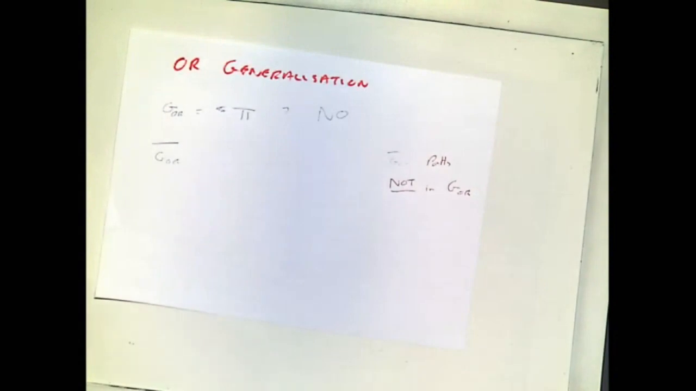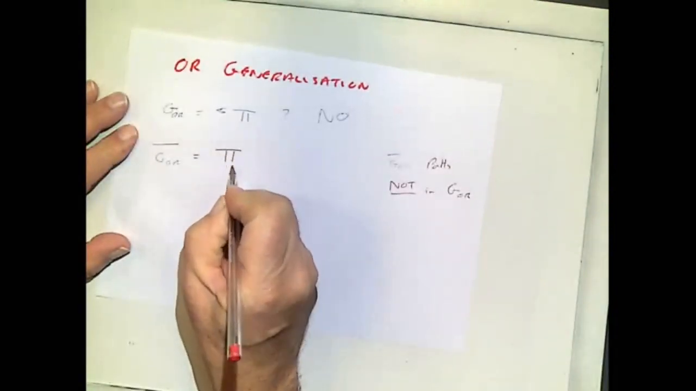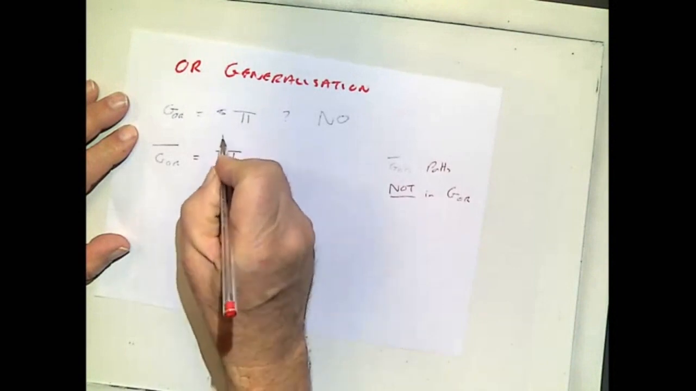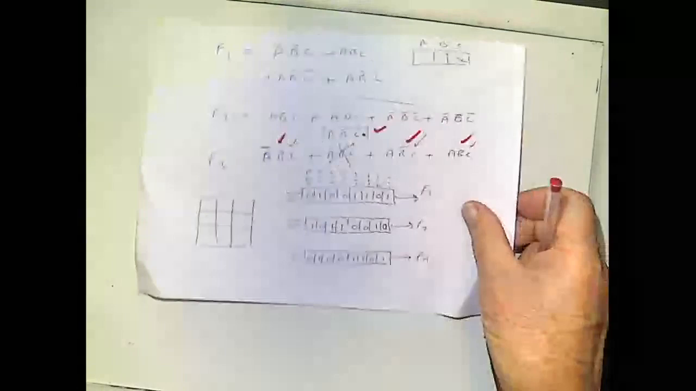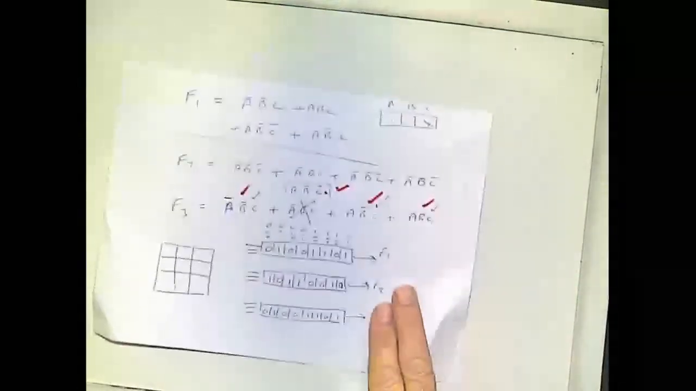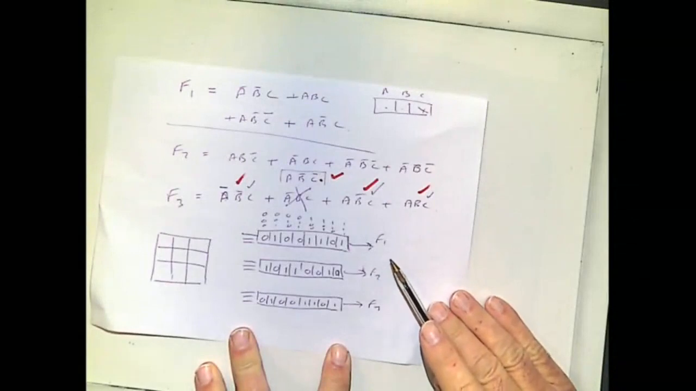So not GOR will be a product series, i equals 1 to n over little n. Now we want to go back to my original train function. There was my train function. I want F1 to output a 0.